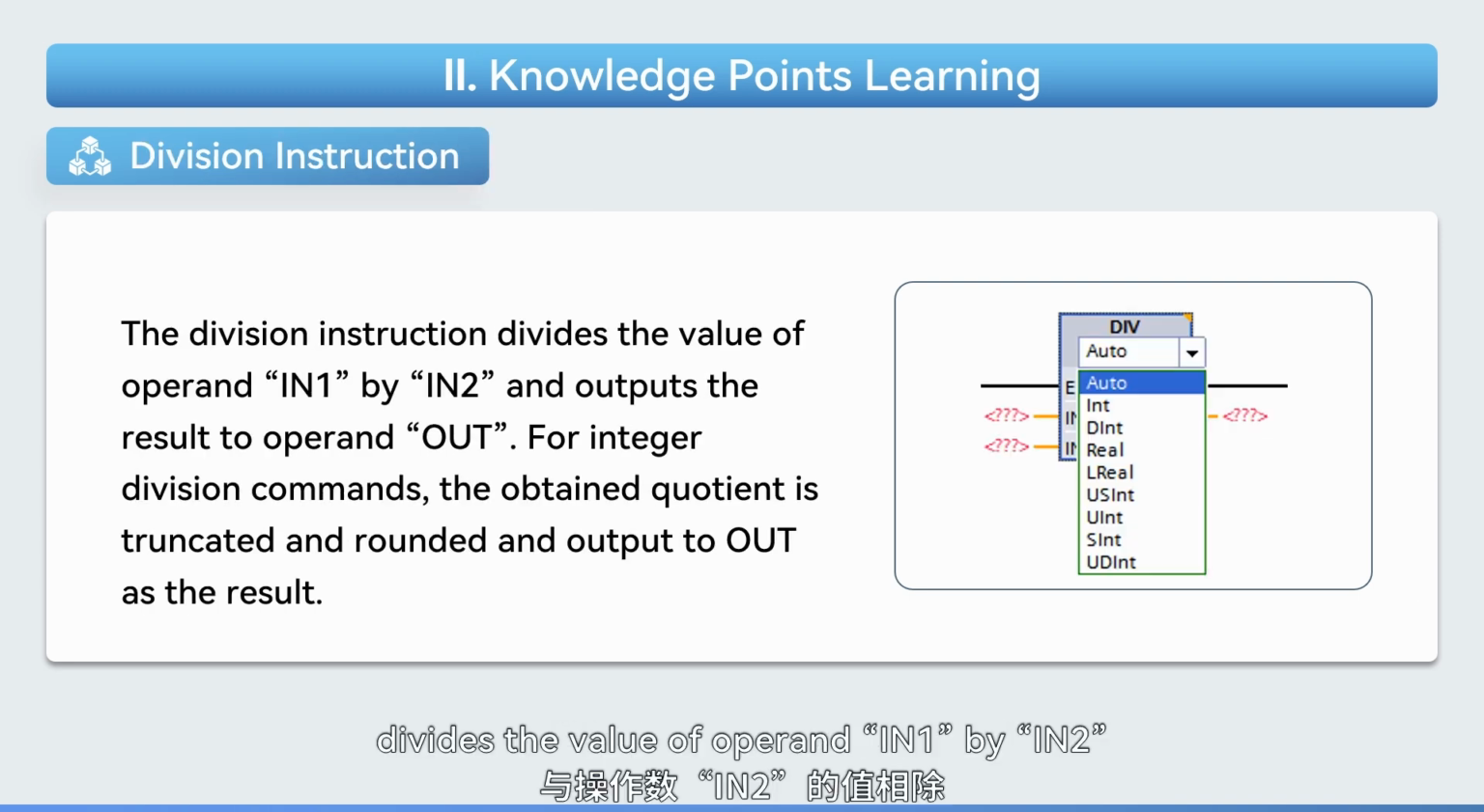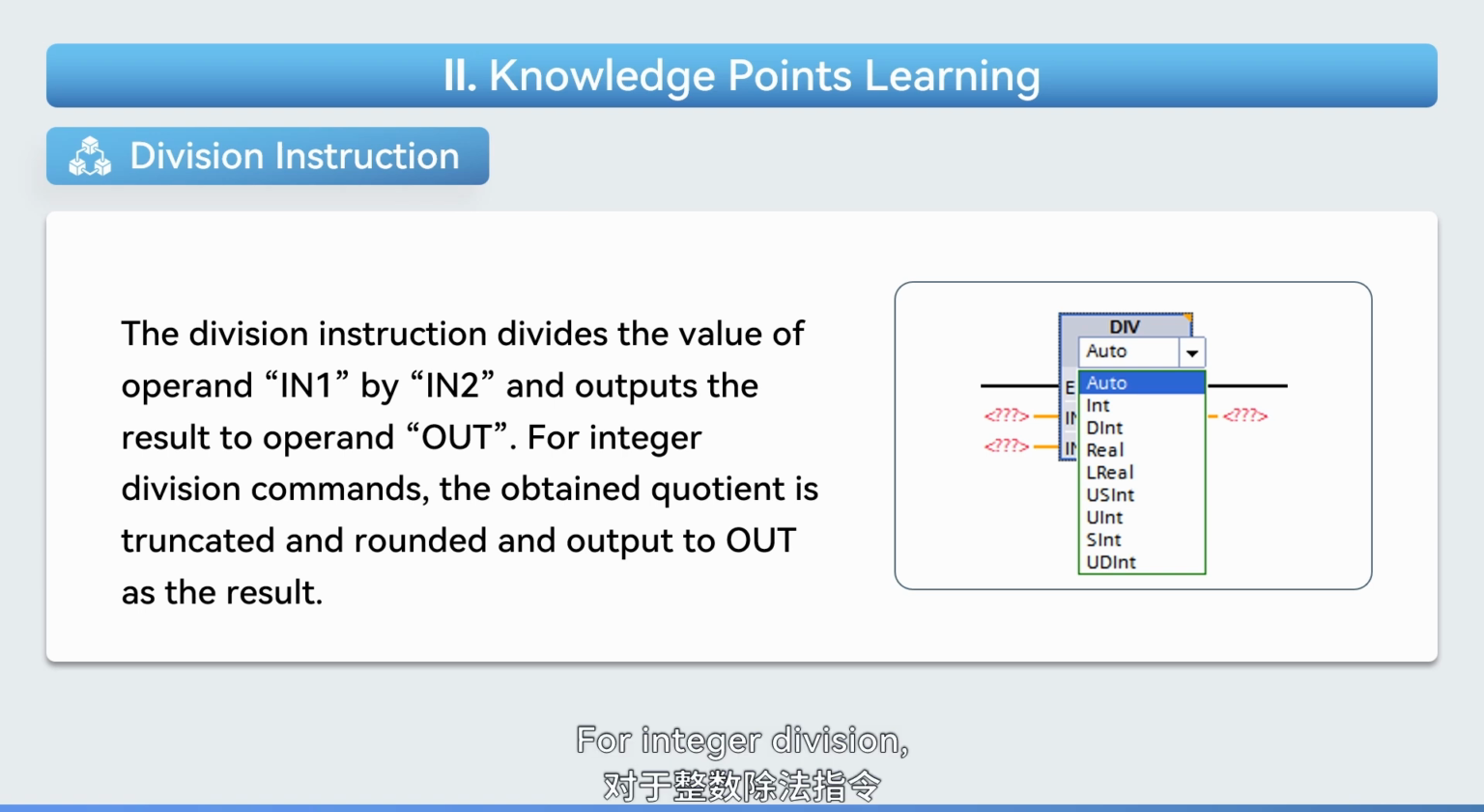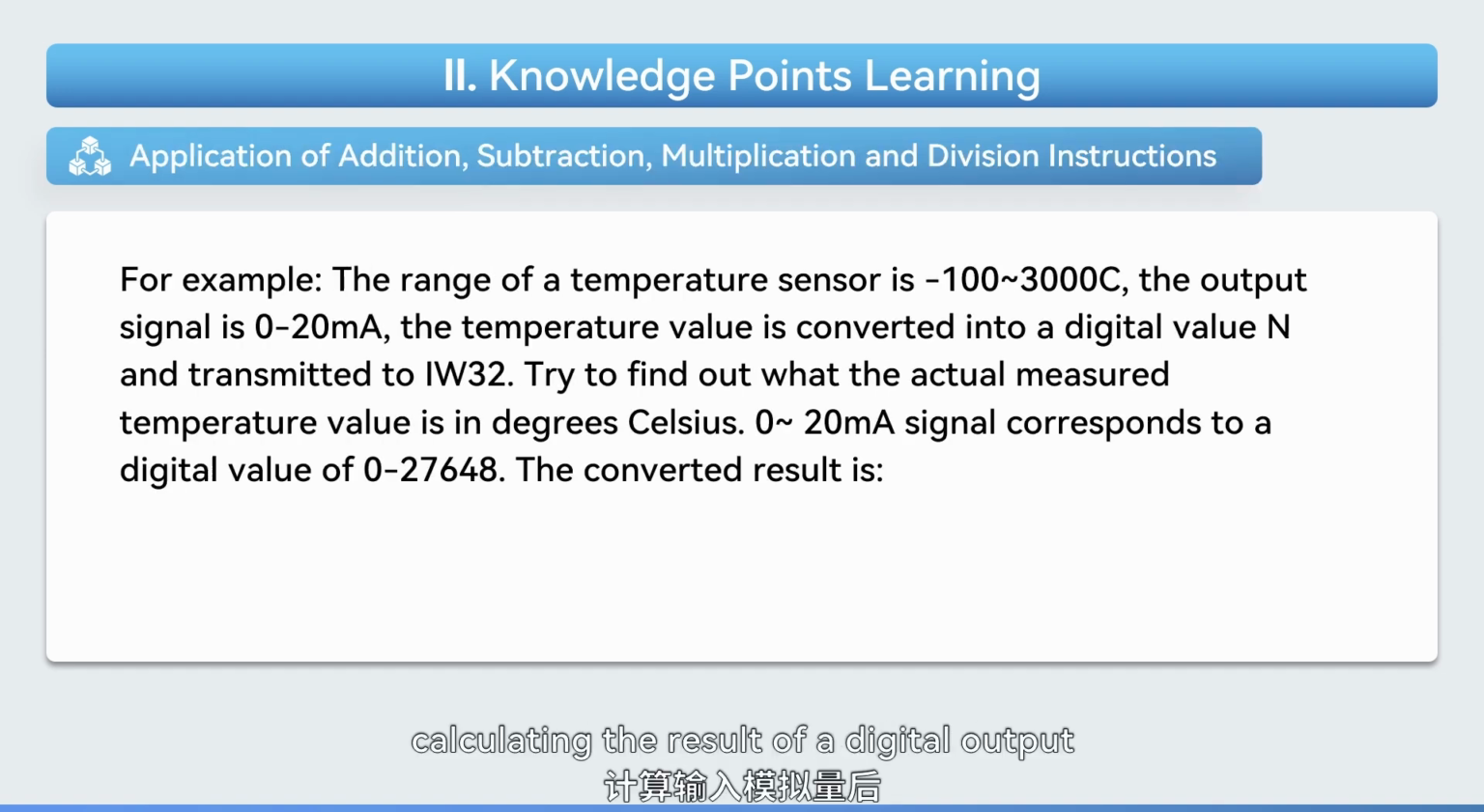The division instruction divides the value of operand IN1 by IN2 and outputs the result to operand OUT. For integer division, the quotient is truncated to an integer before being output as OUT. This example involves calculating the result of a digital output after inputting an analog quantity.